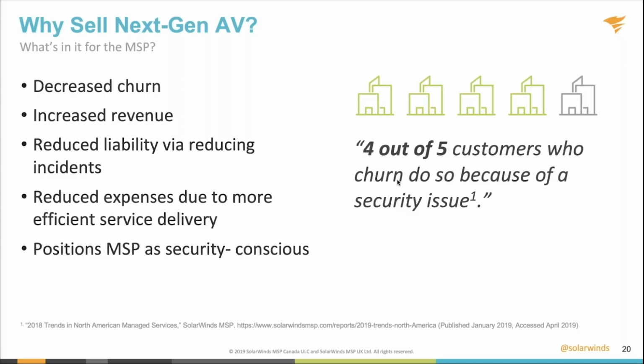So just the ability to monitor and deploy and be able to remediate problems quickly is going to make a big difference in terms of your profitability when it comes to efficiency. And then it positions your MSP as more security forward and more security conscious, and that's just going to elevate your reputation among your peers in your geographical area.